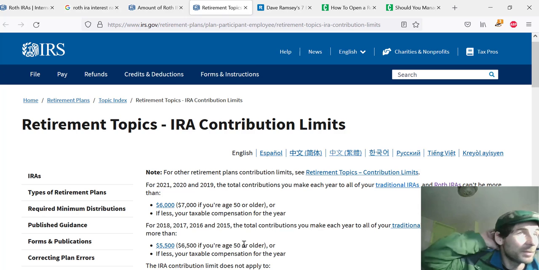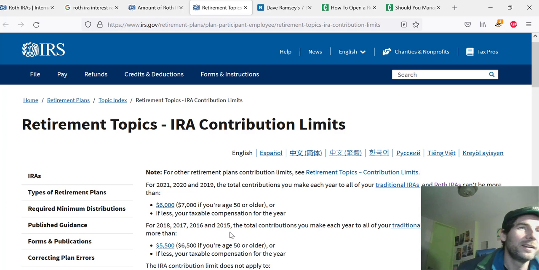And there's a limit on how much you can put in there. You can only put up to 6,000 a year in, or 7,000 if you're age 50 or older, right?